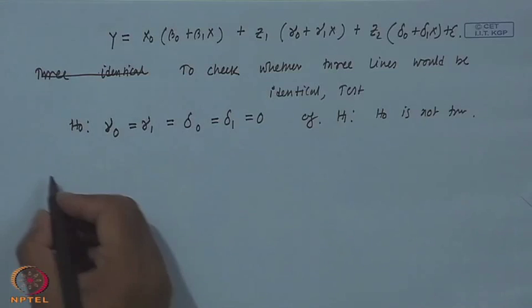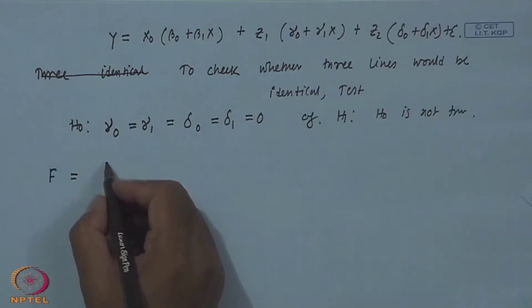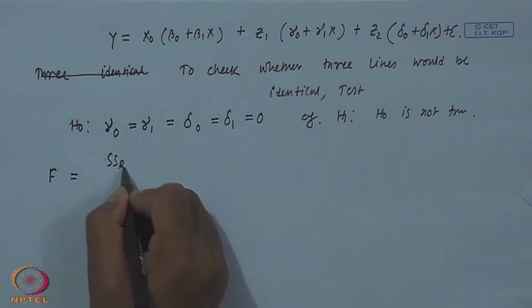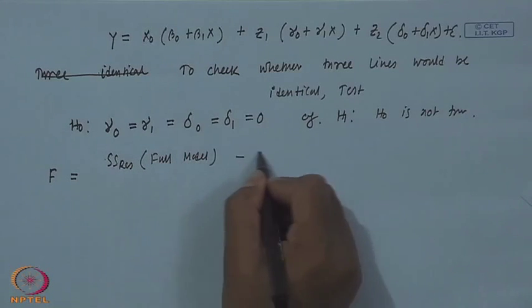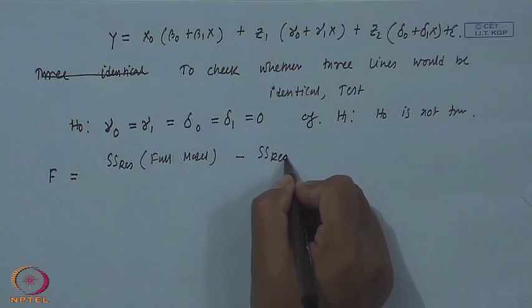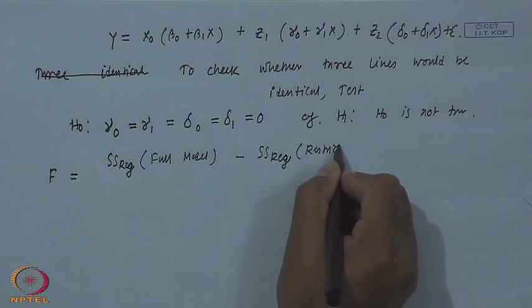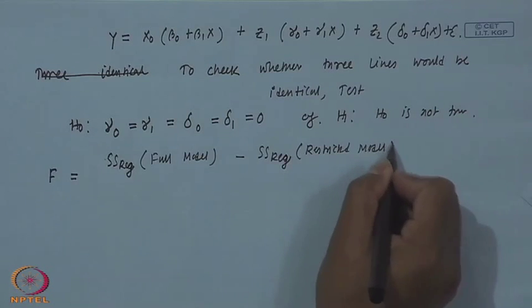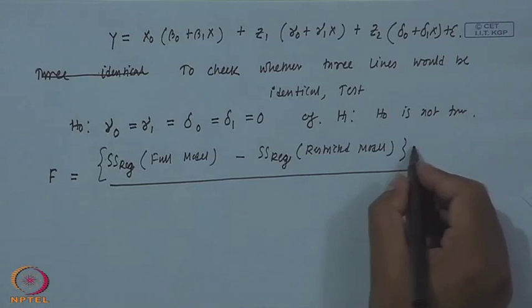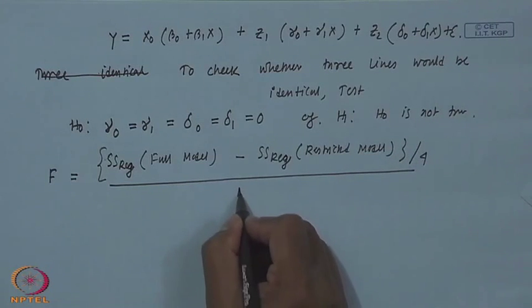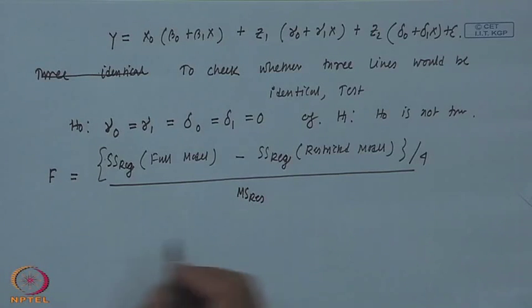We will get the answer by testing this hypothesis. So, how do we test this hypothesis? The F statistic is the SS regression for the full model minus the SS regression for the restricted model, divided by the degrees of freedom, here it is 4, and by MS residual. Okay, so this is SS residual divided by the residual degree of freedom.